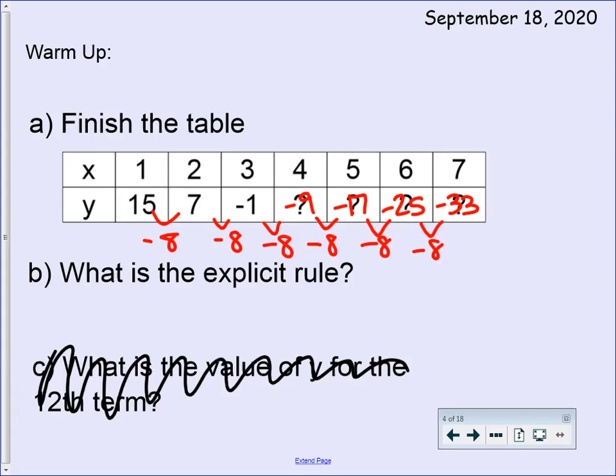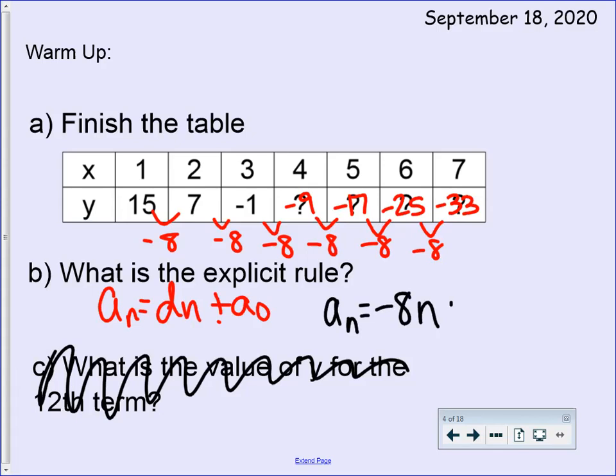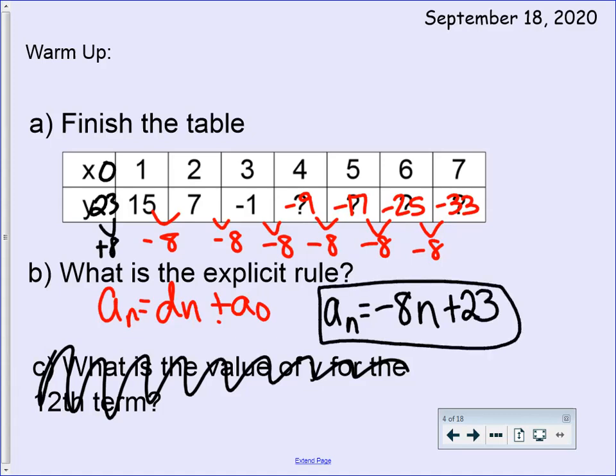All right, so now I need to come up with my explicit rule. My explicit rule is that a_n equals d·n plus a_0. So in this case, we said my d is -8, subtracting 8, so I need to put -8 up front, n. And then my 0 term I need to find. I was going forwards by subtracting 8, so to go backwards, I would have to add 8 to 15. That would give me 23 as my 0 term. So plus 23 would be my rule.